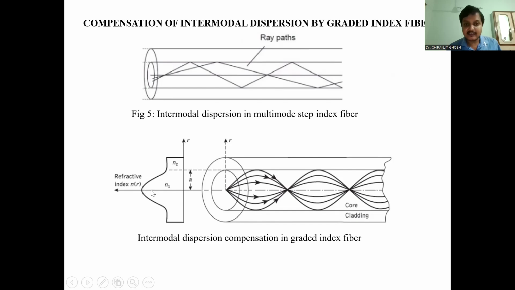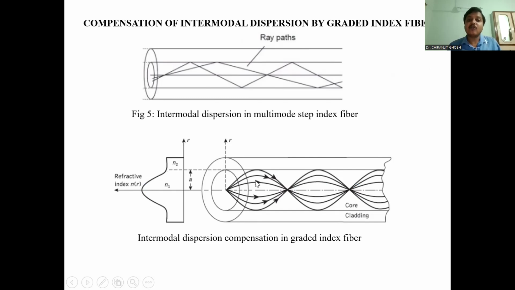The axial ray, which was propagating the shortest length, is now traveling through a very high refractive index, because at the center of the core the refractive index is high. So the axial ray is propagating the shortest distance, but traveling with very little velocity, because high refractive index means less velocity. It's propagating the shortest distance, but the velocity is very small.